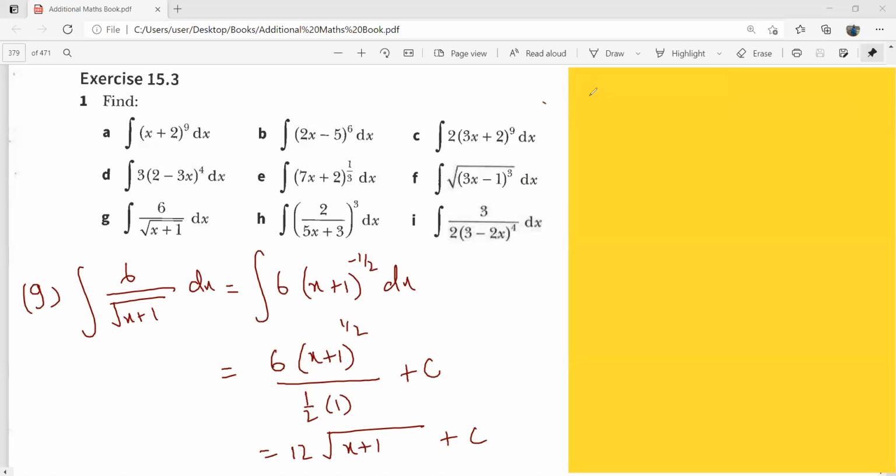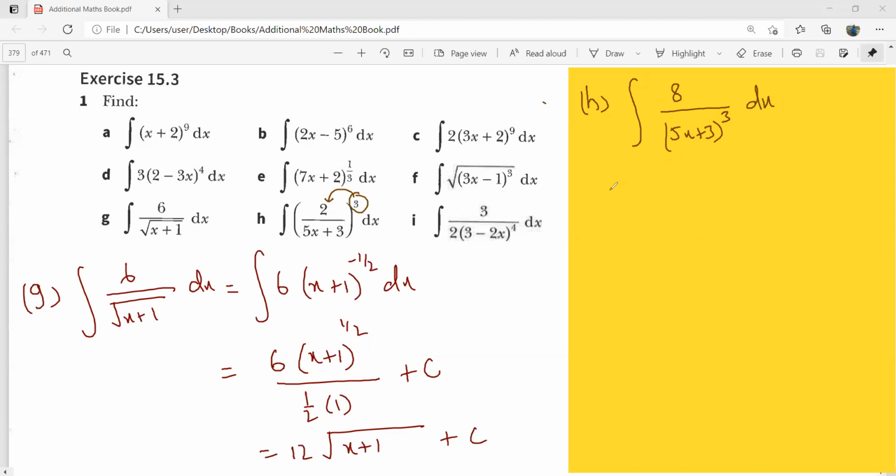Part H. This part H is a very confusing one. So you better shift this power onto the numerator and denominator first. Can I write this first of all as 8 over 5x plus 3 whole cube, right? Can I do that, kids? Because there is a power on the brackets, so you can shift this power onto both numerator and the denominator, right?